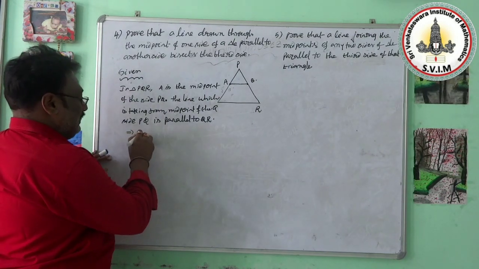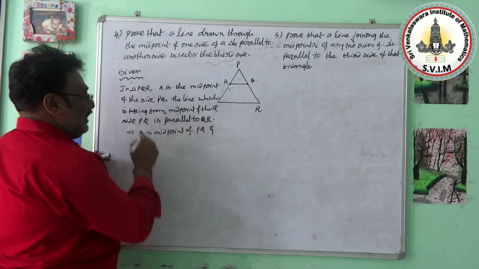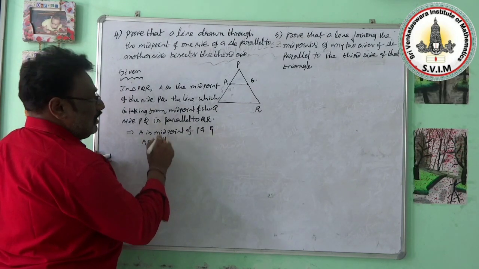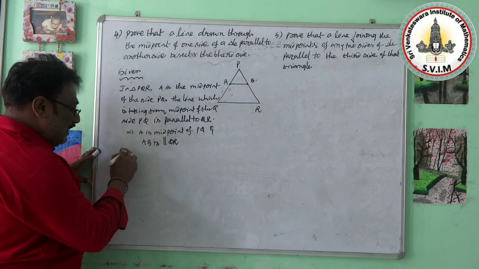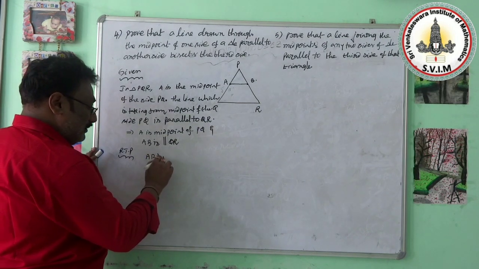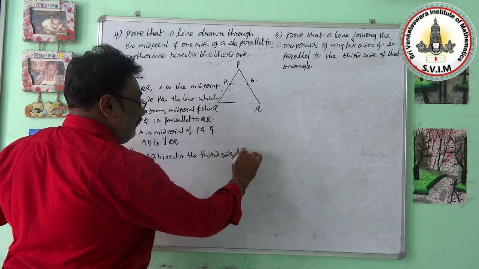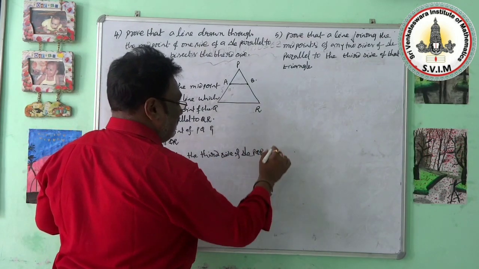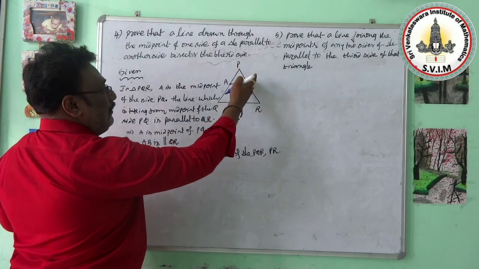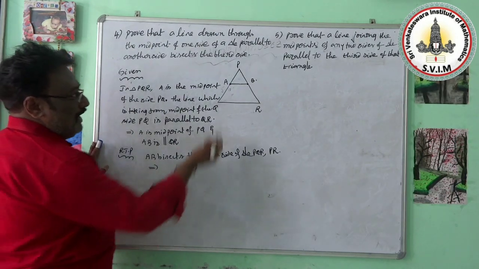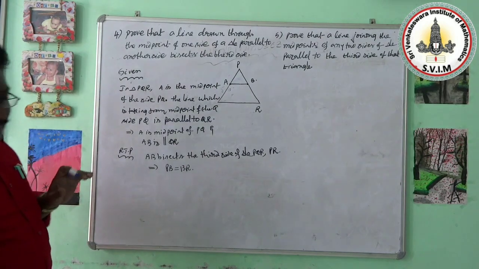Simply we can write: A is the midpoint of PQ and AB is parallel to, for which side? QR. This is what has been given in the problem. But what we need to prove here, required to prove: AB bisects the third side of triangle PQR. What is the third side? PR. That means simply PB is equal to BR. If you prove it in that way, automatically that line bisects the third side of the triangle. PB is equal to BR. That is what we need to prove. Now listen to me.